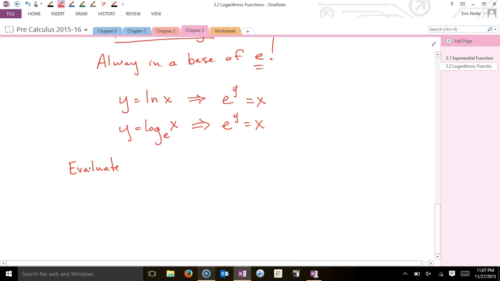Right. Yeah, so it's like the shortcut. Not that it's a giant shortcut by any means, but nonetheless a shortcut. So they're going to ask you to evaluate natural log. So if I ask you to evaluate the natural log of 32, how would you do that?